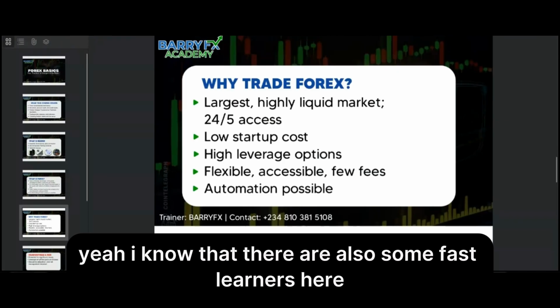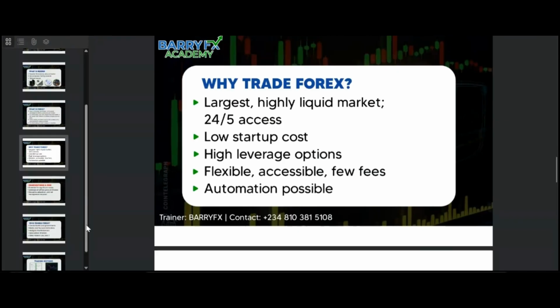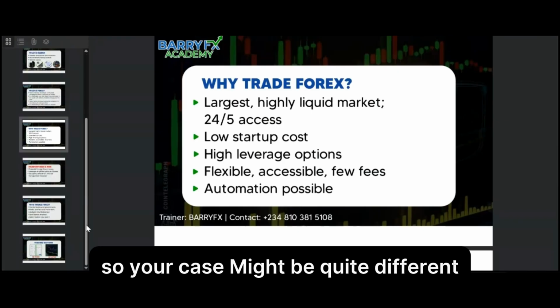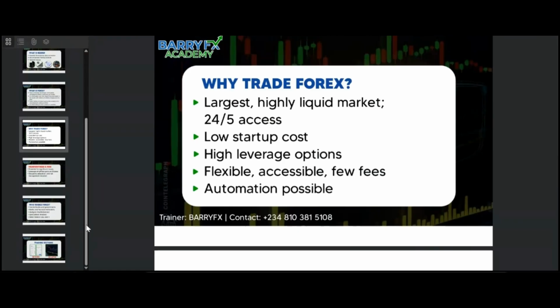I know that there are also some fast learners here, so your case might be quite different. I don't know, but mine took a little while before I became profitable. But everybody has their way of understanding.